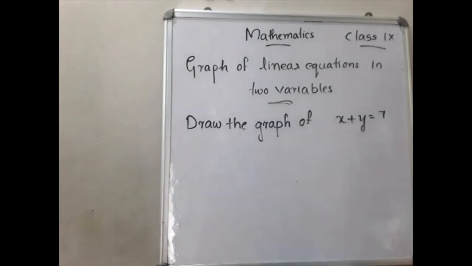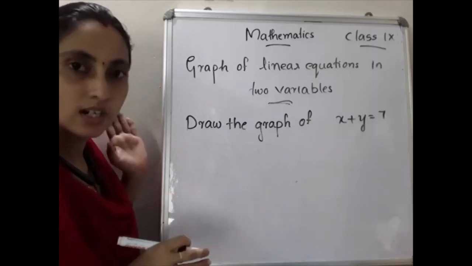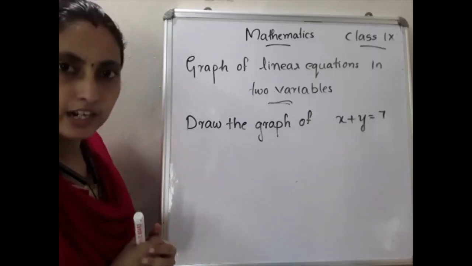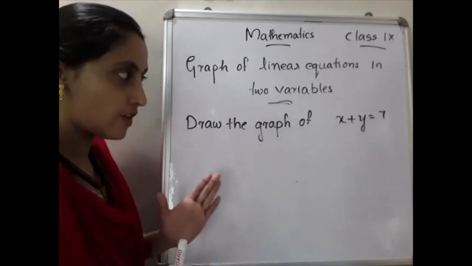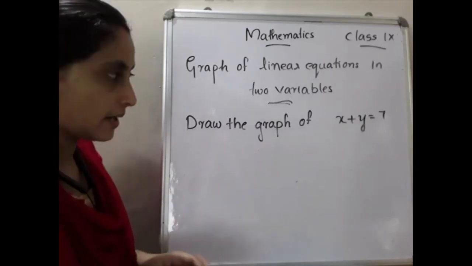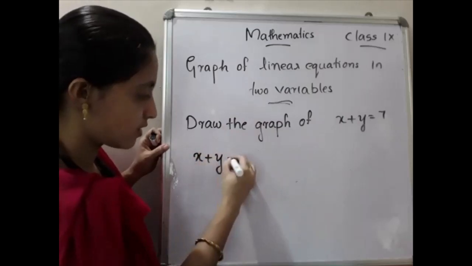Yes, this is our question. Draw the graph of x plus y is equal to 7. Only this much is given. So how will you find the graph without any points given? Any idea? Yes, first we want to find the solutions. Okay, so listen here please. Our equation is what? x plus y is equal to 7.